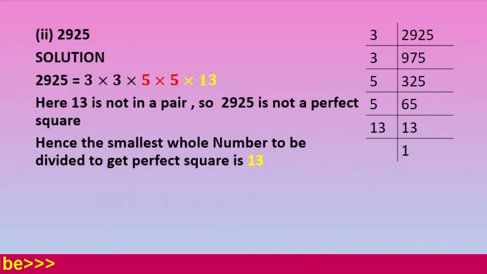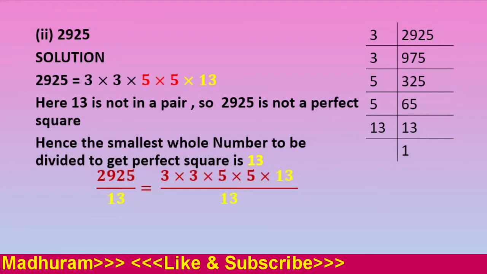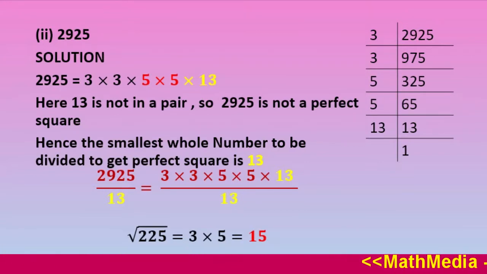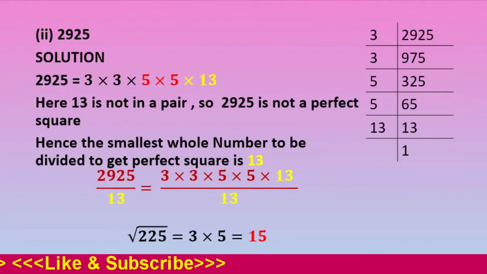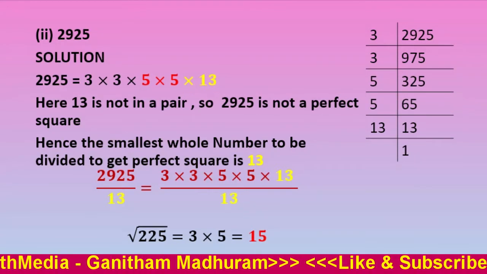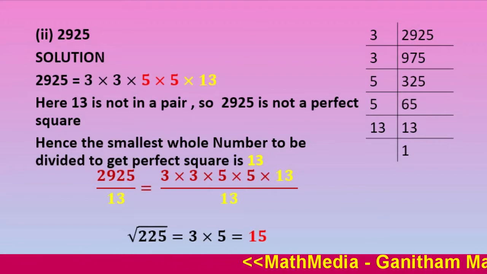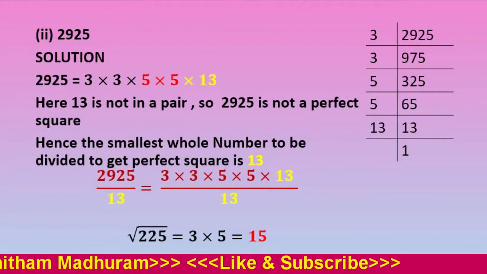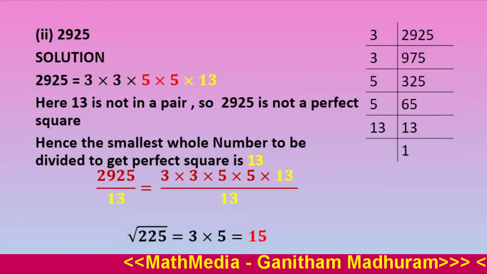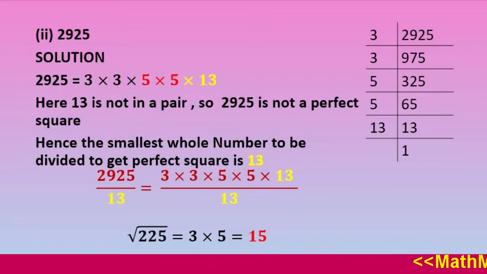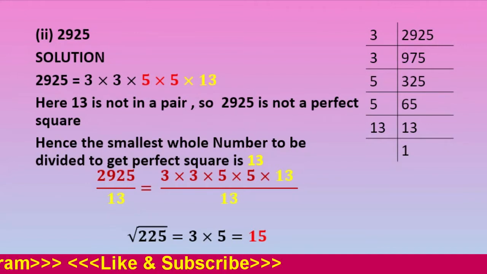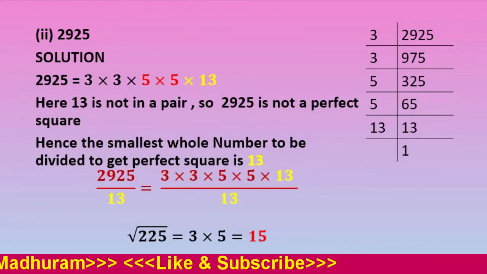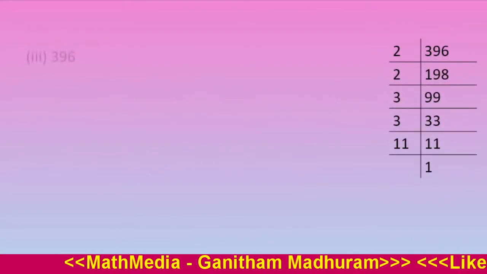So both LHS and RHS must be divided by 13. So if we divide 2925 upon 13, it will give 225. Hence the square root of 225 equals the product of 3 and 5, that gives 15. Hence the smallest whole number to be divided will be 13 and the square root of the perfect square obtained will be 15.